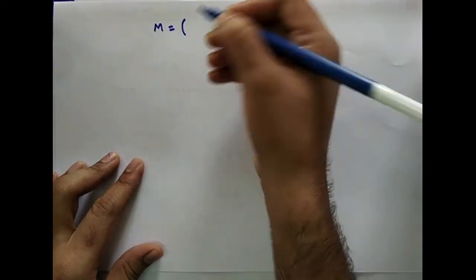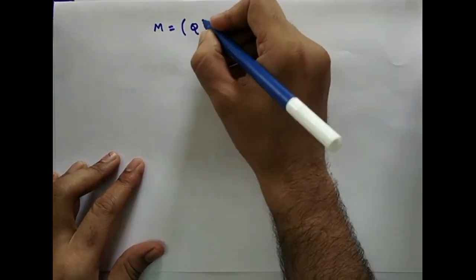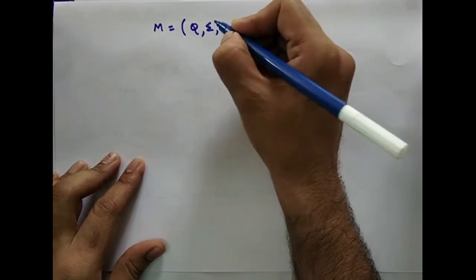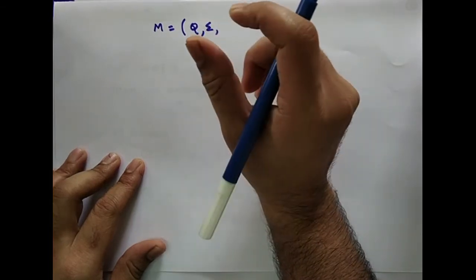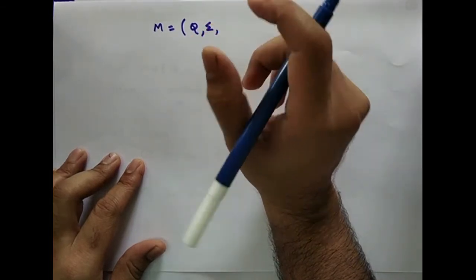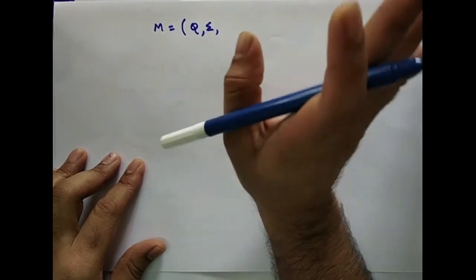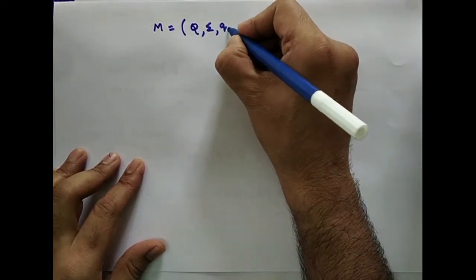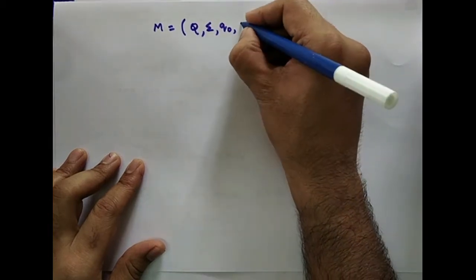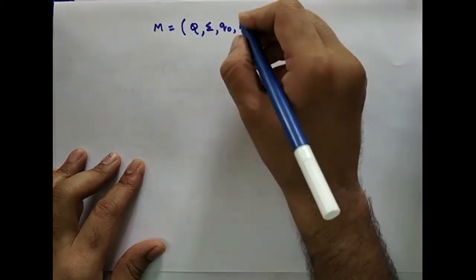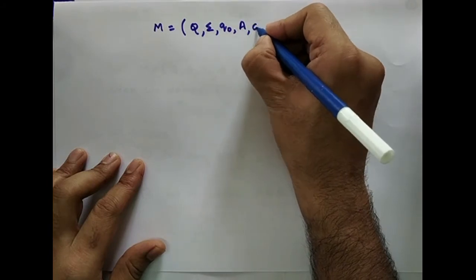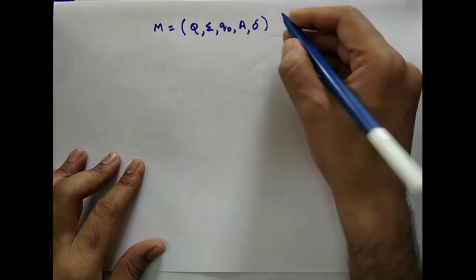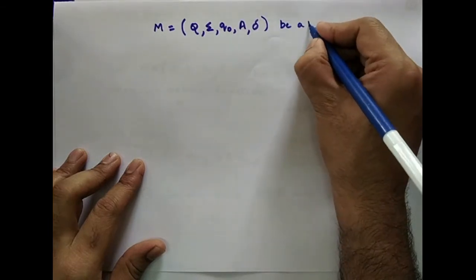What are the elements of a DFA? One is Q, the set of all the finite states in the DFA. Sigma is the input alphabet, that is the set of input symbols given as input to the automata. Q naught is the start state. A is the set of final states, and del is the transition function. So let's say M equal to (Q, sigma, Q naught, A, del) is a DFA.